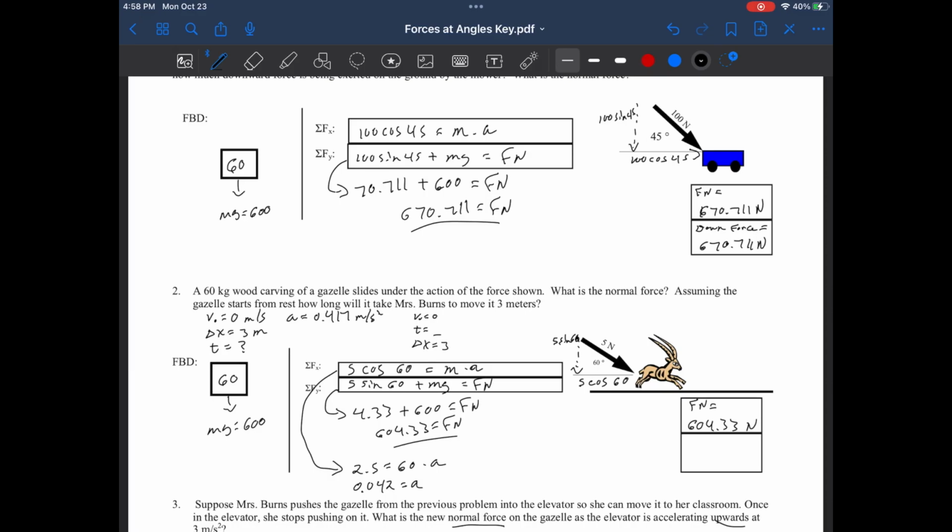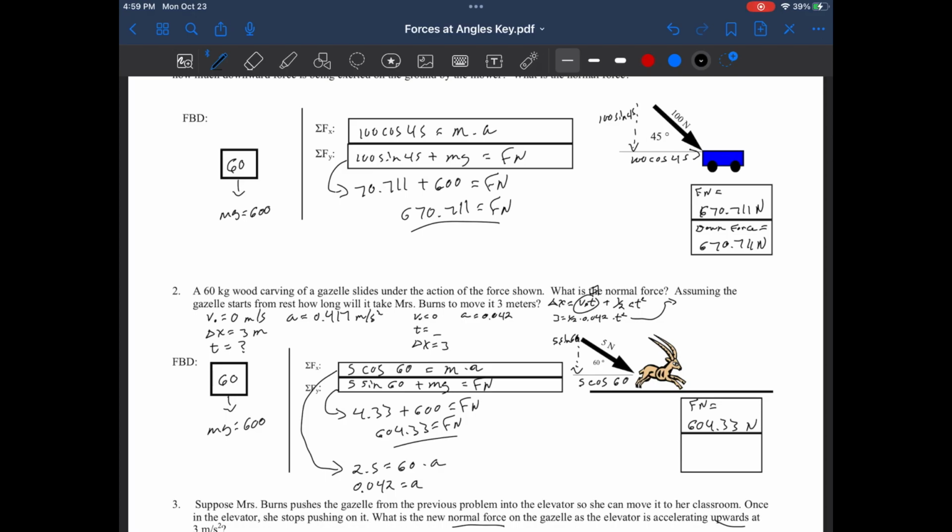And then I've got 1/2 a times t squared. 1/2 of a, 0.042 times t squared. So let's take the 1/2 and multiply by 0.042. And then that value, we'll do 3 divided by that value. And that'll be equal to t squared. Then we'll simply square root that value. And I think I get for t squared 142.857. Square rooted, I got 11.92 seconds for time.